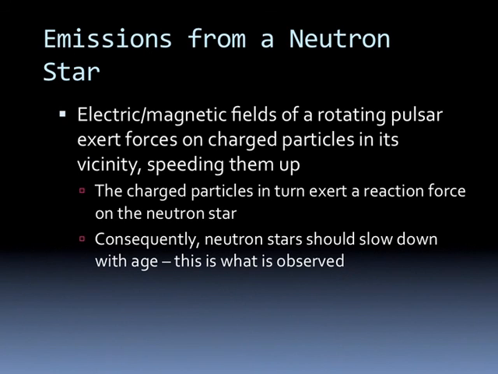Electric and magnetic fields of a rotating pulsar exert forces on charged particles in its vicinity and speed them up. The charged particles in turn exert a reaction force on the neutron star, so consequently, if the neutron star is forcing them out, it should slow down with age, and that's exactly what is observed.